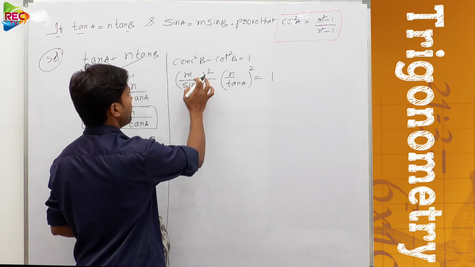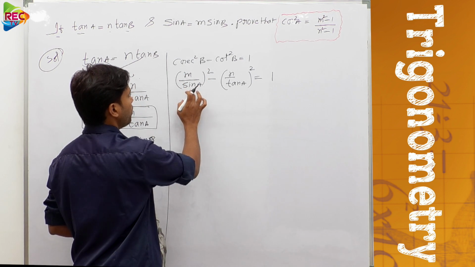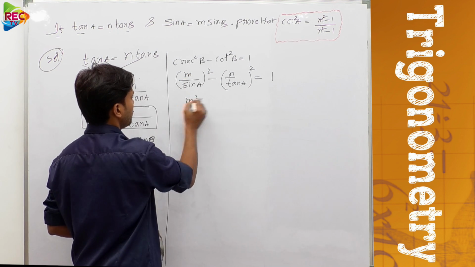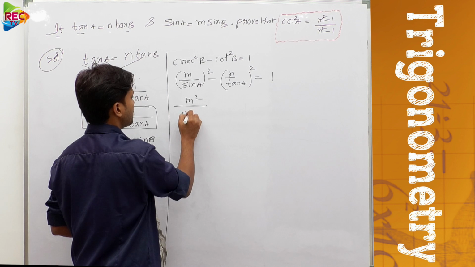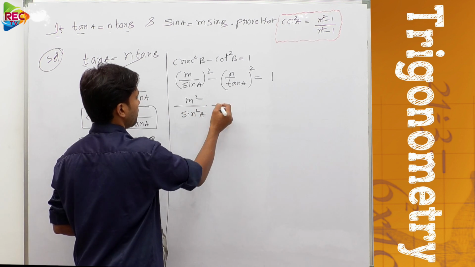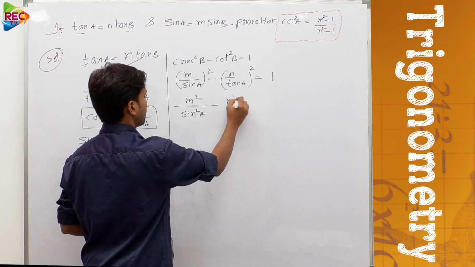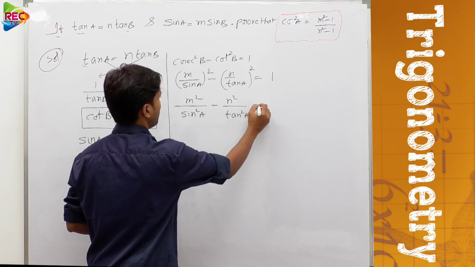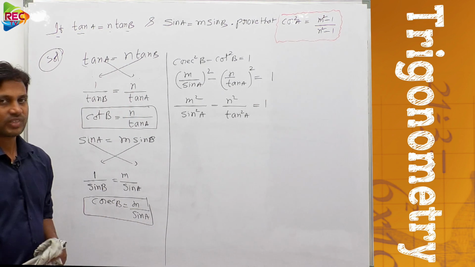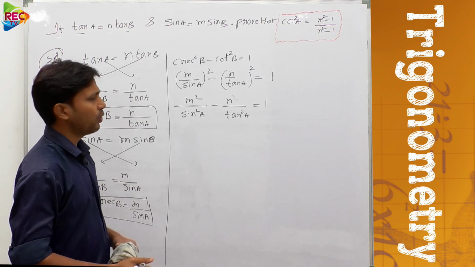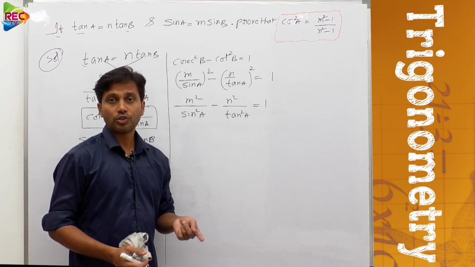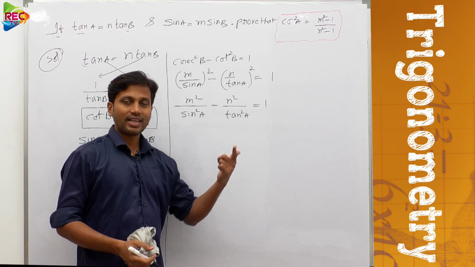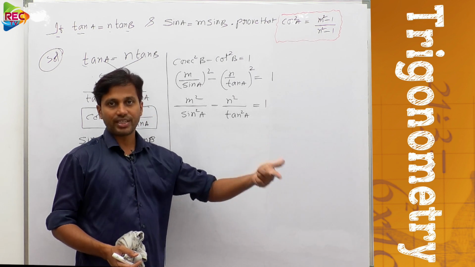Now apply the squares: a by b whole power m means a power m by b power m. So m square by sin A whole square means sin square A, minus here n square by tan A whole square means tan square A, equal to 1. For my convenience I want to convert this tan A into sin and cos terms. So how do you convert? Tan square A can be written as sin square A by cos square A.